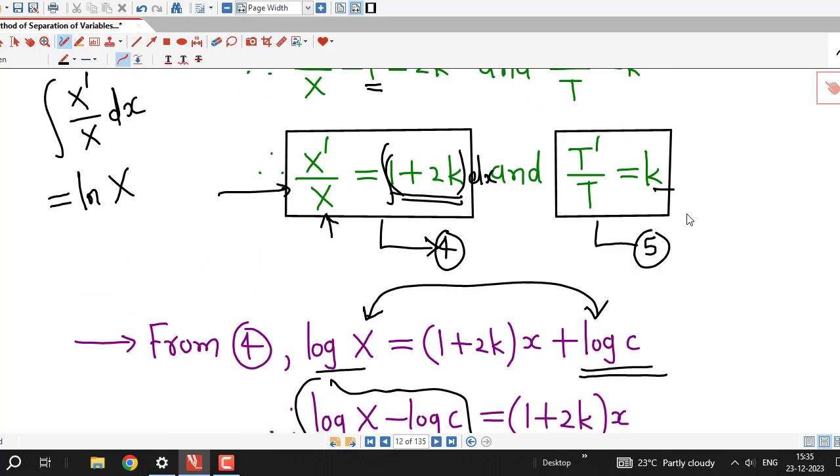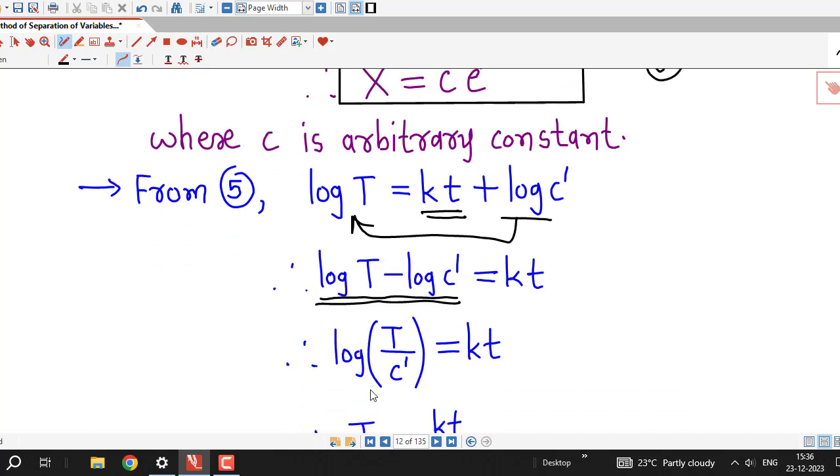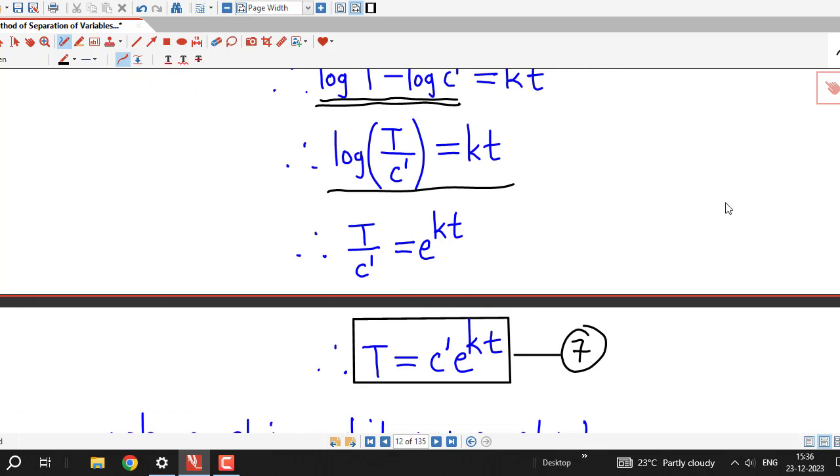In a similar way we have obtained the solution of this. If we integrate both sides with respect to small t, we have log T equal to k times small t plus log c dash, or some other constant. We have written c dash here, and then we transfer log c dash to the left hand side. We have log T minus log c dash equal to k times t. Again using the property of logarithm, this we can rewrite as log of T divided by c dash, and from this T divided by c dash equal to e to the power k times t. Therefore T equal to c dash times e raised to kt.